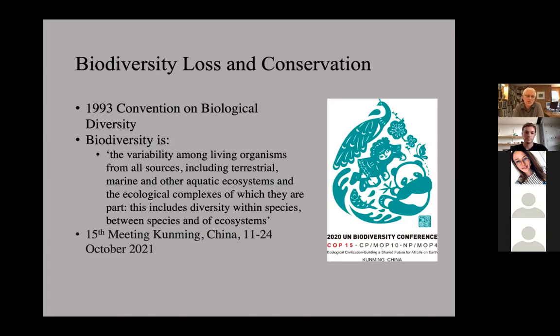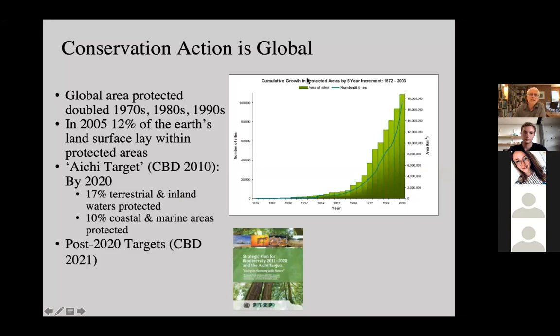And the Convention on Biological Diversity has been around now since the 1990s. The 15th meeting of the parties to the convention is going to happen in China in October. It should have happened last year, and it's been delayed for a year. At that meeting, the primary thing that will be discussed is how the conservation of biodiversity should be organized. And the thing I want you to understand is that biodiversity is now understood as a global problem. Conservation action is global. And we've seen astonishing investment in the protection of biodiversity.